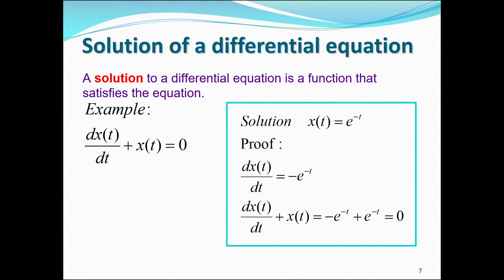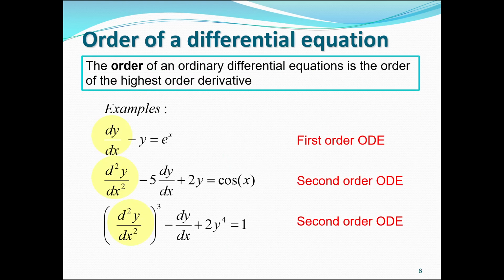And also the third equation is (d squared y divided by dx squared) the whole cube minus dy divided by dx plus 2 into y power 4 equal to 1. This is also a second order ordinary differential equation, but the degree of this second order ordinary differential equation is 3, because the highest derivative of this equation is d squared y by dx squared, but the degree is 3.